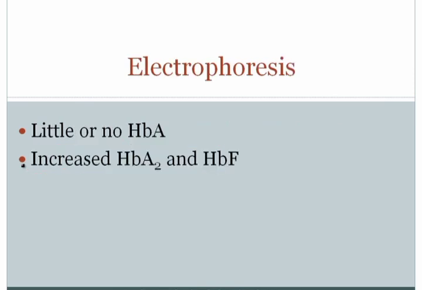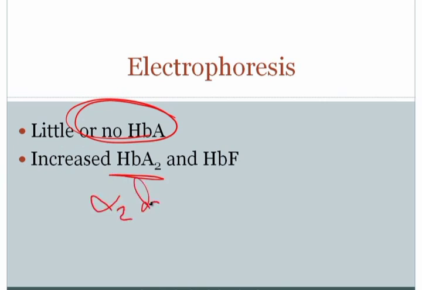On electrophoresis, the key finding: no hemoglobin A. The only hemoglobins that the patient will have are hemoglobin A2, and again, A2 is made up of alpha 2 and delta 2, and so there's no beta needed to make A2, and they'll have hemoglobin F, and hemoglobin F is alpha 2 and gamma 2, and again, there's no need for beta. So the key finding would be no hemoglobin A.